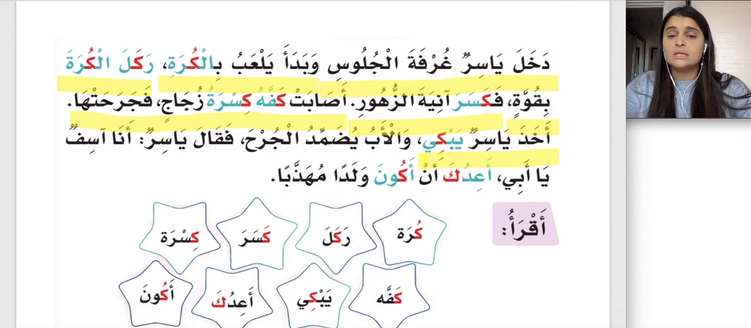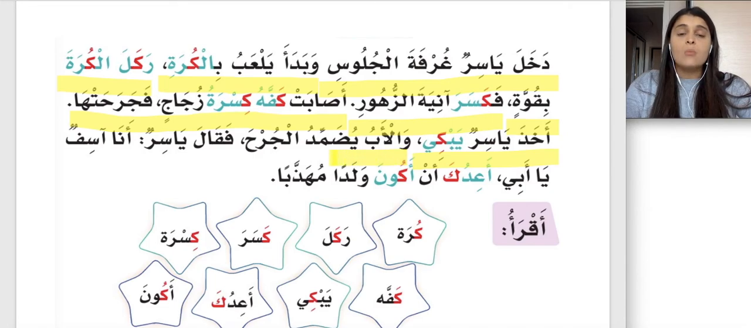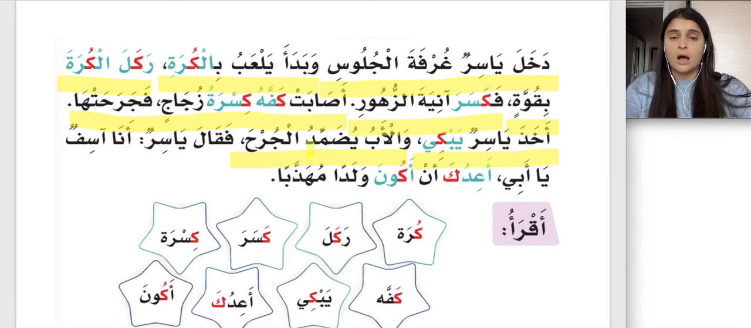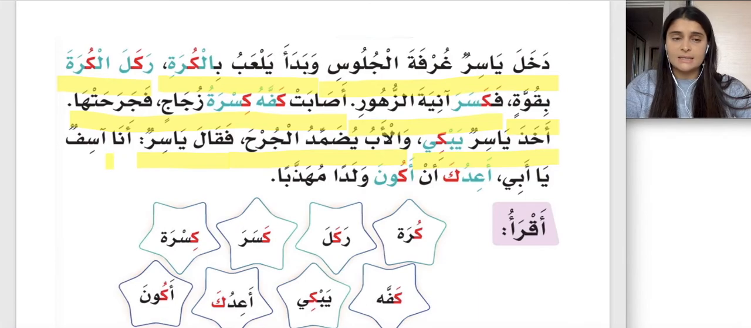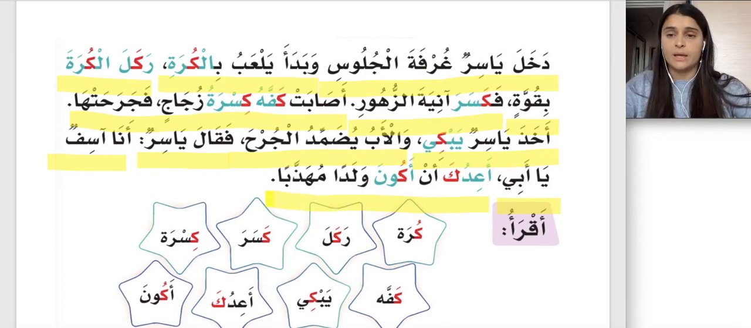أخذ ياسر يبكي. Yasser started to cry. والأب يضمد الجرح. And his father put a bandage on the cut that he had on his hand. فقال ياسر, and Yasser said, أنا آسف, I'm sorry, يا أبي, Dad. أعدك أن أكون ولدا مهذبا. I promise that I'll be a very good and polite boy. مهذب means polite or good boy.